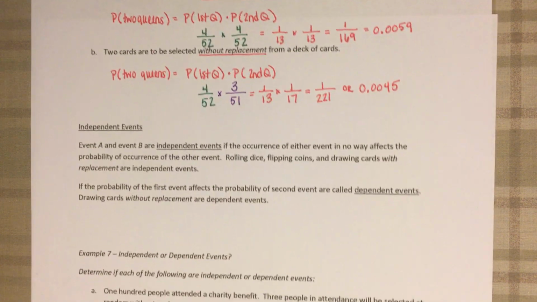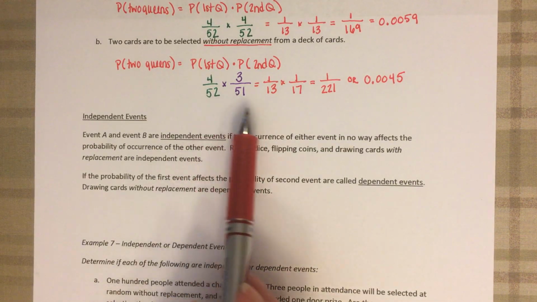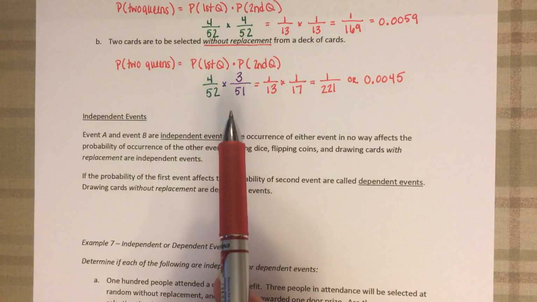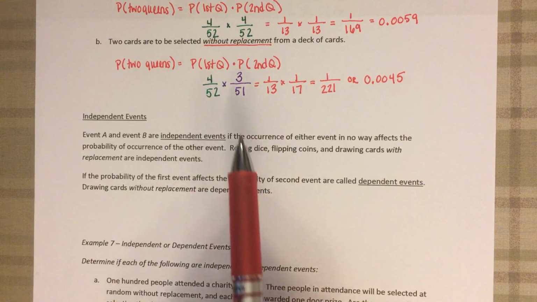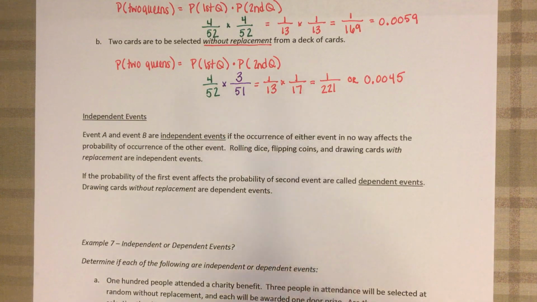Dependent events occur when our first event does affect the second event. So example B up here, where we had our two different probabilities, is a good example of a set of dependent events because our probabilities changed.